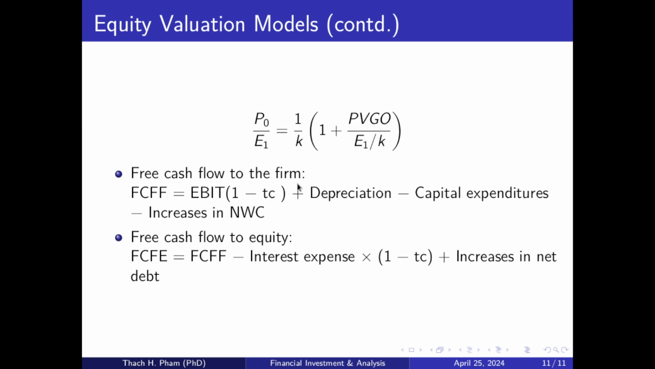For the free cash flow to the firm, you need to remember FCFF equals EBIT multiplied by 1 minus Tc, where Tc is the corporate tax rate, plus depreciation, minus capital expenditures, and minus increases in net working capital. For the free cash flow to equity, FCFE equals FCFF minus interest expense multiplied by 1 minus tax, plus increases in net debt. This is all of the review of the course.